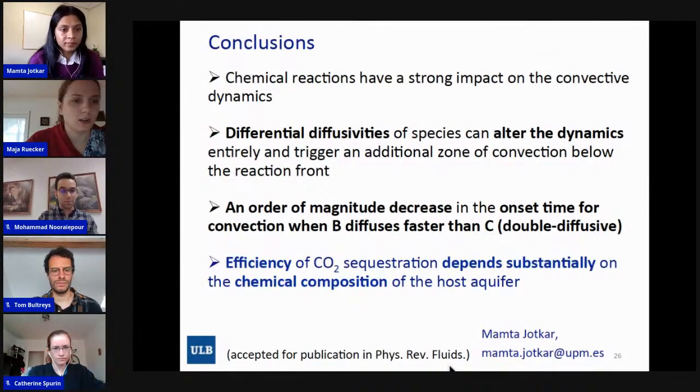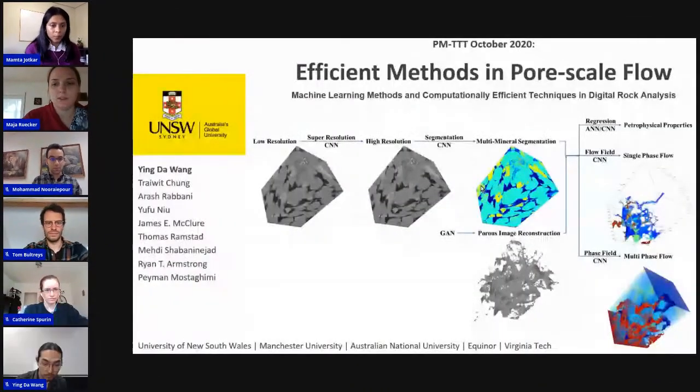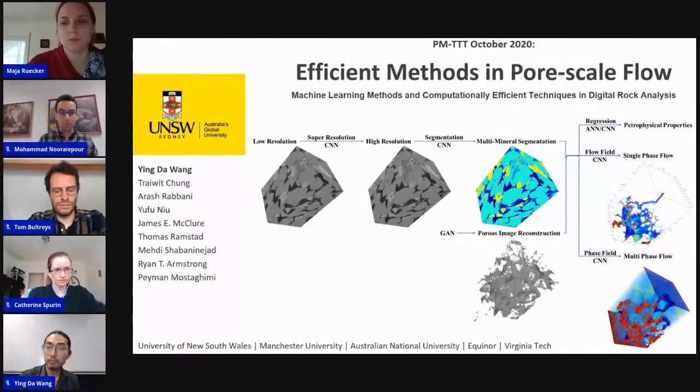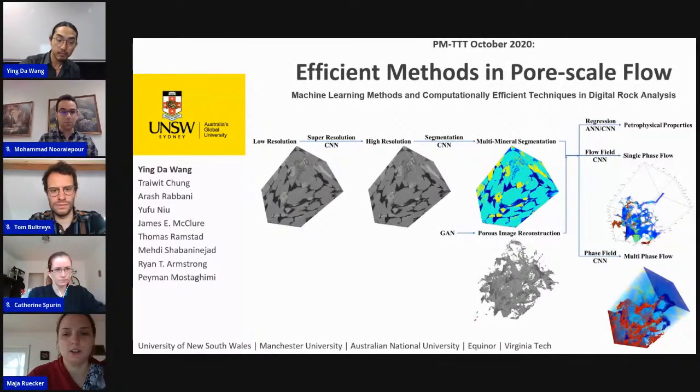I would suggest we switch now to the next speaker, Ying Wang. He just graduated with his PhD this month and is now continuing his research on machine learning applications in 3D digital rock analysis and efficient computational methods in fluid dynamics. His work focuses on integrating deep learning into digital rock workflows and implementing efficient flow simulation methods that allow large-scale supercomputing-class direct numerical simulation to be performed on workstations. So, Ying, the floor is yours.